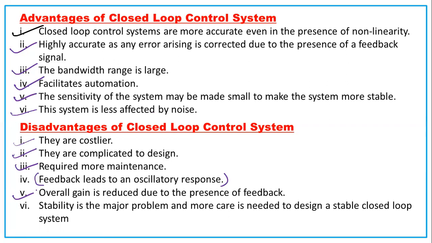You will understand that in terms of the control system, like while writing the transfer function, you'll understand how the gain is being reduced. Depending upon positive and negative, depending upon what type of feedback we are providing, the gain will either increase or decrease, as you will study. Stability is a major problem and more care is needed to design a stable closed loop system.